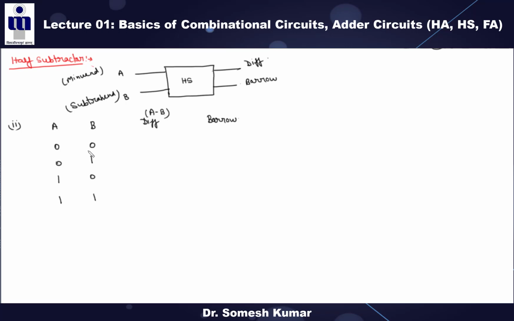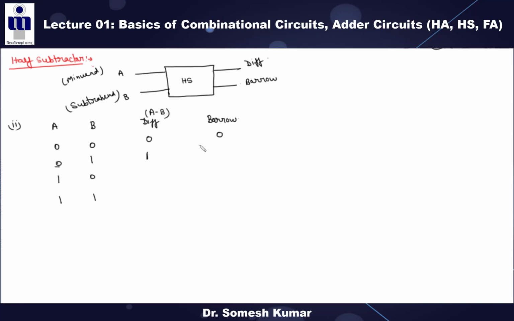What is 0 minus 0? What is the difference? Difference is 0 and the borrow is also 0. So 0 minus 1. Difference is 1 and borrow is also 1.